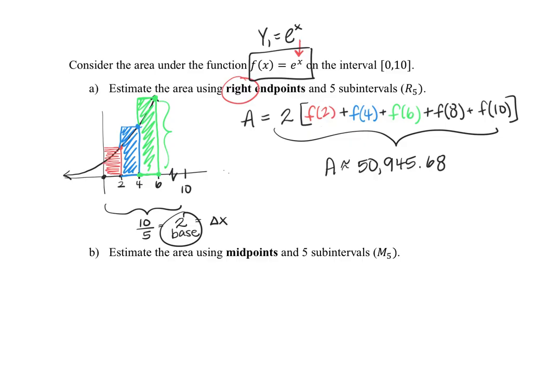50,945.68 is going to be our estimate for the area underneath this curve with right endpoints and 5 subintervals. So I hope your answer matches mine, before we move on to part B.